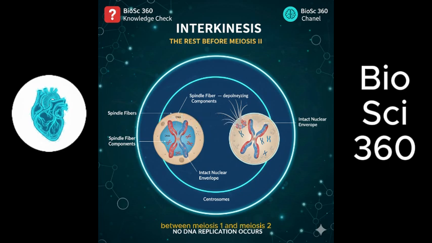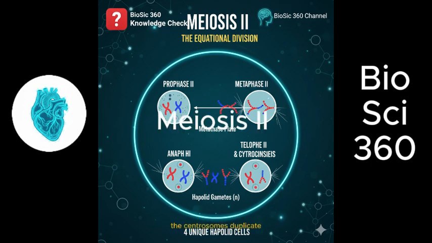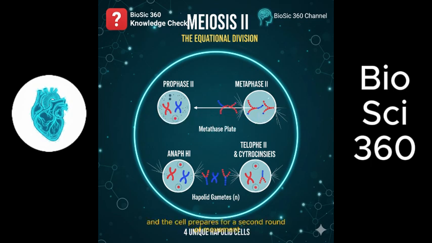Between meiosis I and meiosis II, there is a short break called interkinesis. There is no S phase here. The DNA is not replicated again. This is the biological fail-safe that ensures the final cells only have 23 chromosomes. The centrosomes duplicate and the cell prepares for a second round of movement.